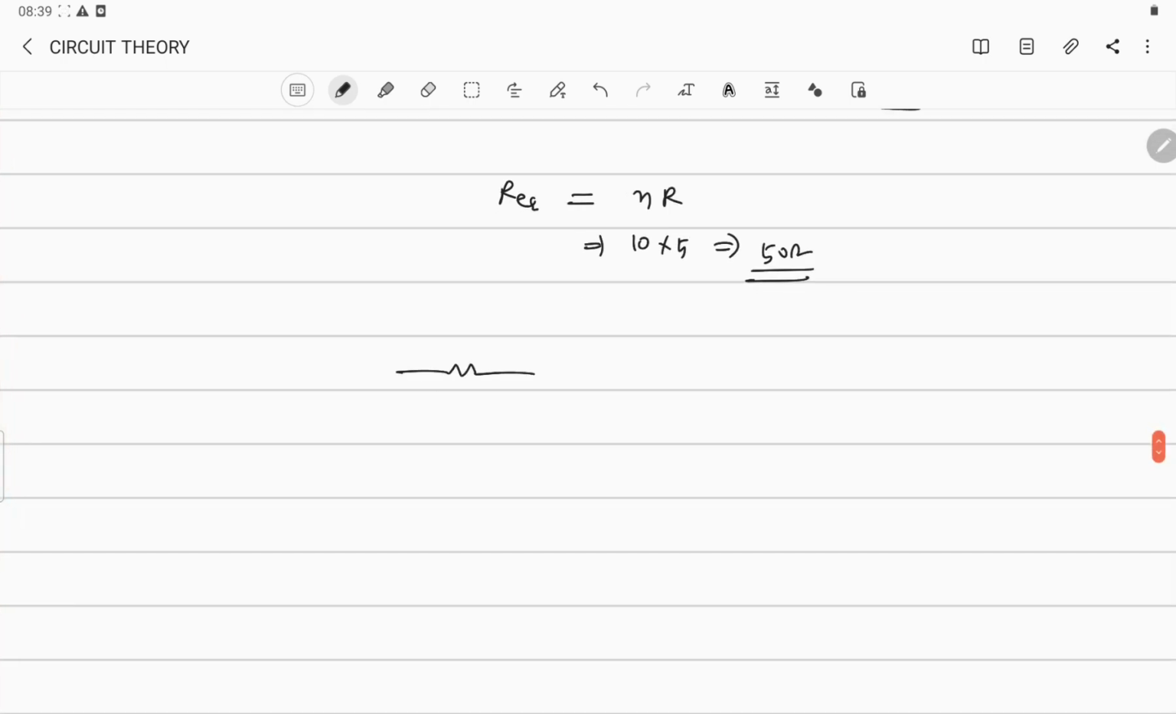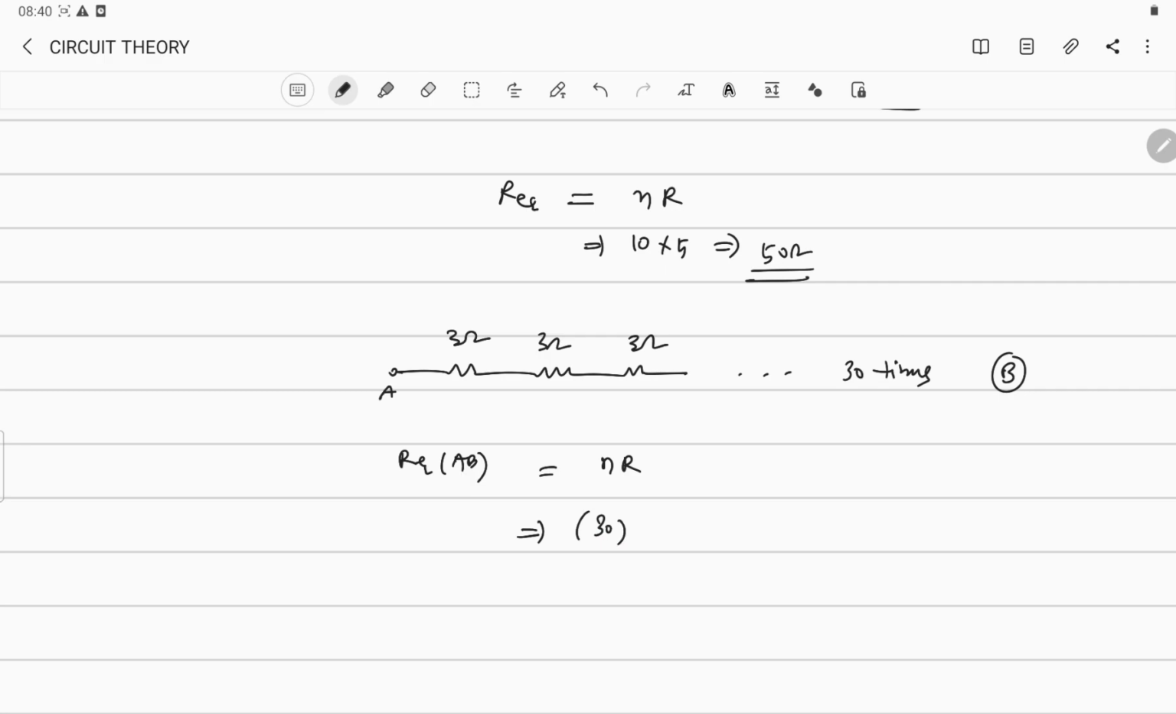Similarly, I have a situation where 3 ohm resistors are connected 30 times. Find R equivalent between A and B, say one end is A and the other end is B. As it is repeated 30 times, we use the formula nR. Here n is 30 and R is 3 ohms, and the answer is 90 ohms. And make sure we use this formula only when equal resistors are given.